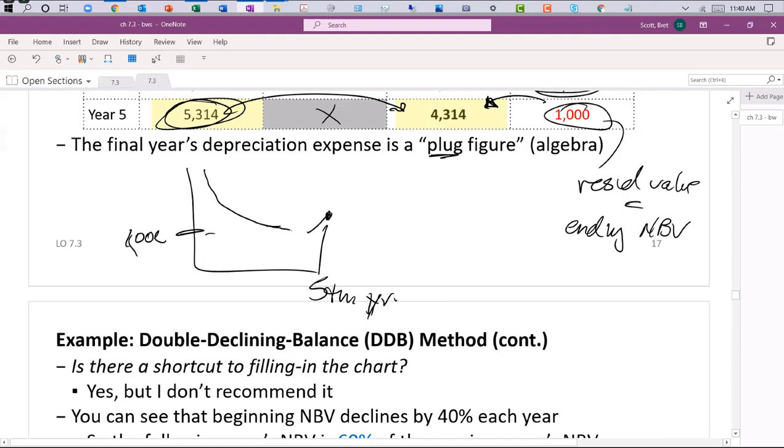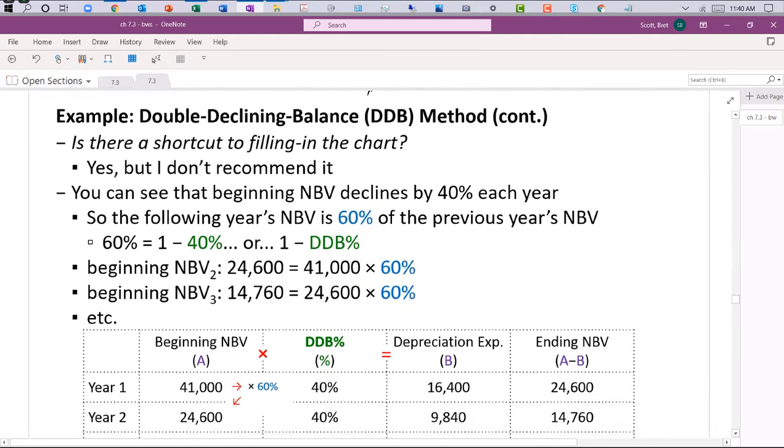So you kind of see going down, they go a little spike upward like that. So just be aware of that. That's a little tricky part of the double declining balance method. DDB, not deaf, dumb, and blind. Double declining balance. Is there a shortcut to filling in the chart? Yes, but I don't recommend you use it.